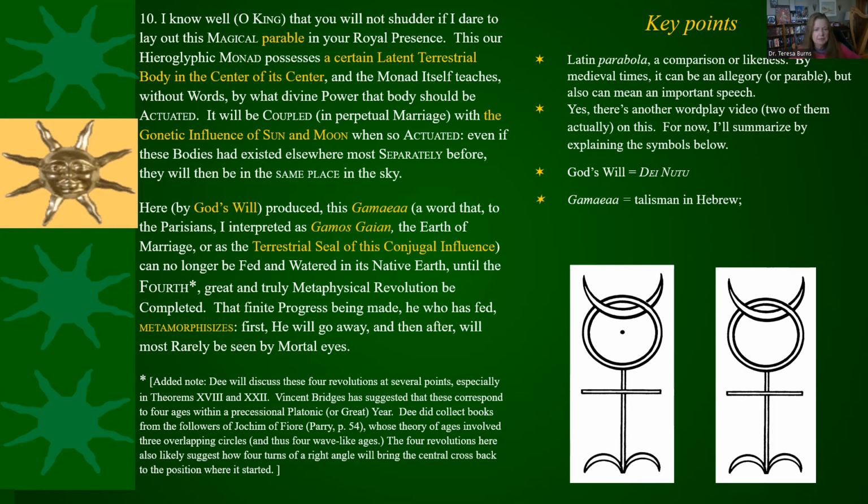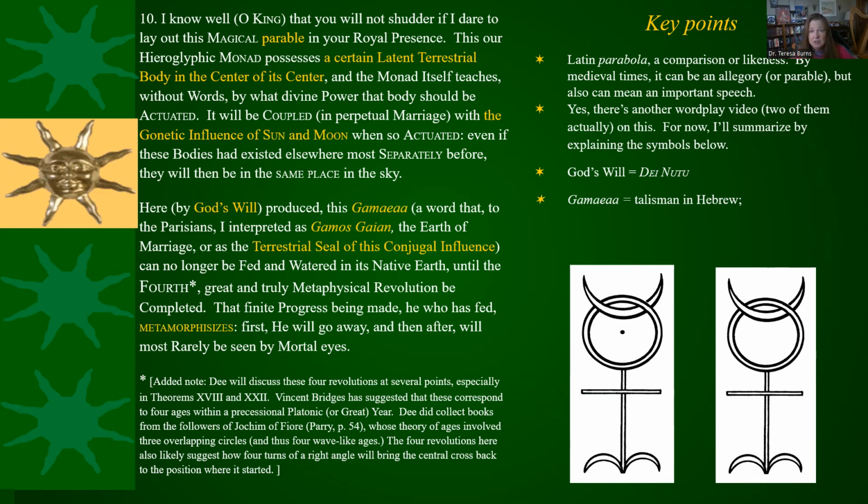energy of Gaia. He says, when it can no longer be fed and watered in its native earth until the fourth great and truly metaphysical revolution be completed, what does he mean by that? Well, my old friend Vincent Bridges would talk about this as corresponding to the four ages within a processional or Platonic great year. We see that sometimes broken down as, you know, bronze, silver, gold, lead.